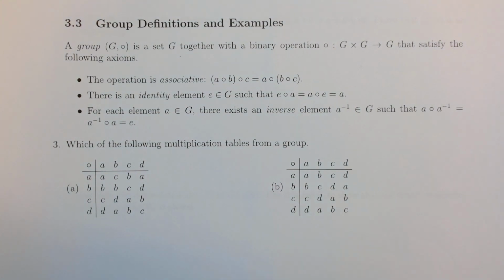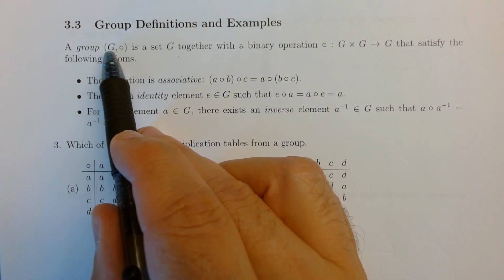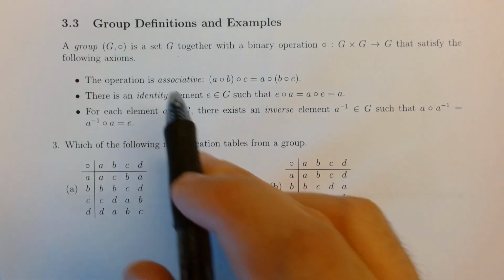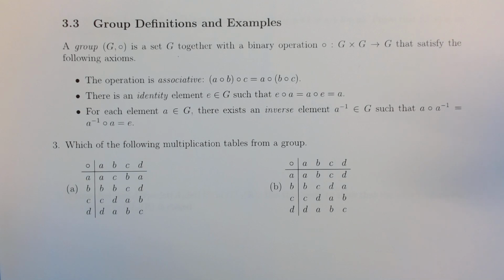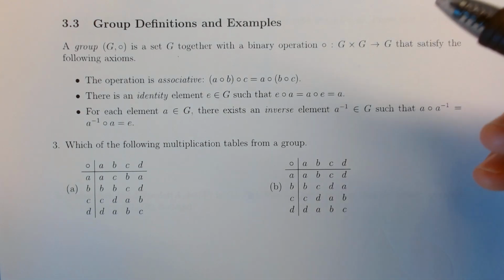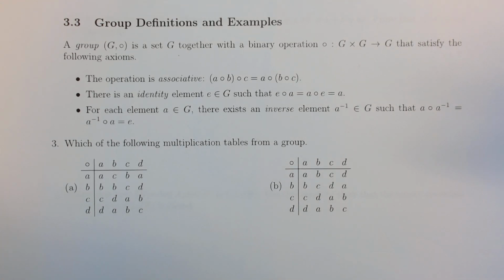In this video, we'll look at section 3.3, finally looking at the definition of a group and some examples. So a group is a set G, a set of elements G, together with some binary operation. Here we just use a little circle as our operation, but we'll see different things, like, of course, the plus sign, multiplication symbol, a star sometimes we'll use as our operation. Sometimes just simply concatenation of things.